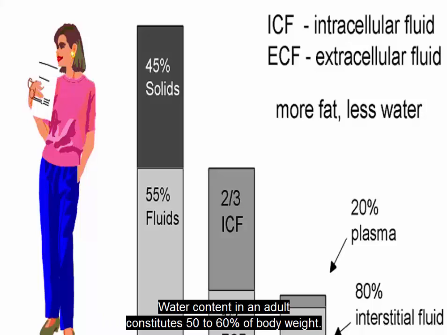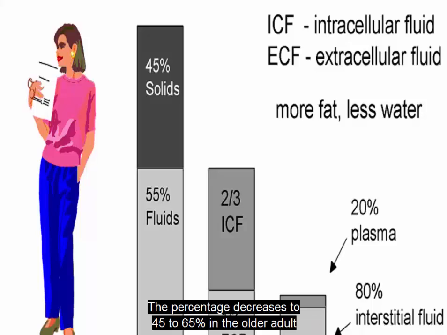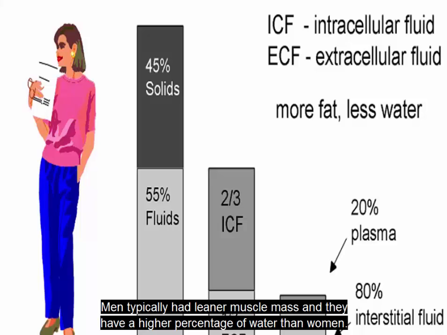Water content in an adult constitutes 50 to 60% of body weight. The percentage decreases to 45 to 65% in the older adult, and so that's why it puts an elderly population at a risk for fluid imbalance. The more fat content in the body, the less amount of water. Men typically have leaner muscle mass and they have a higher percentage of water than women.